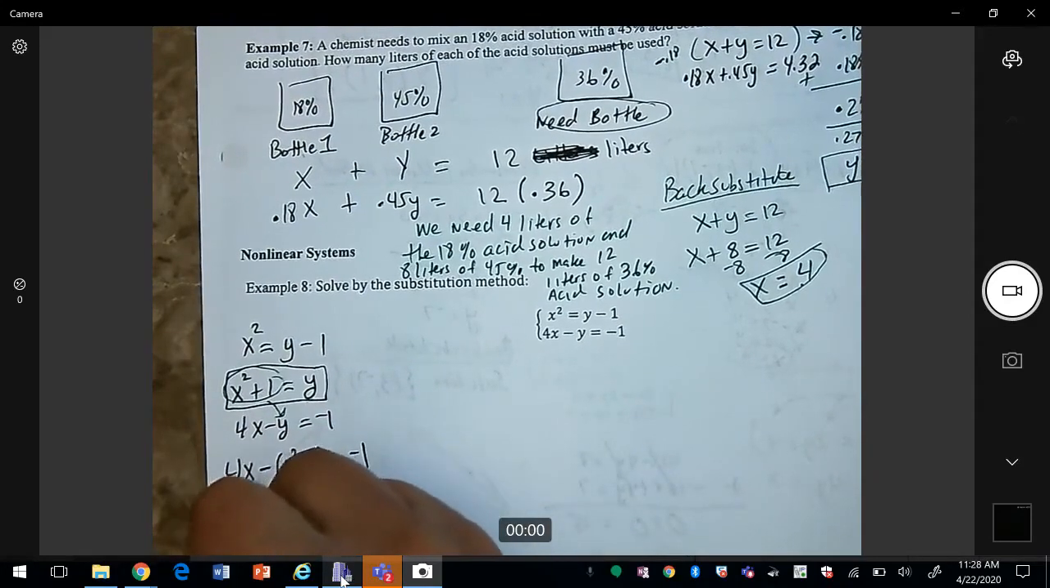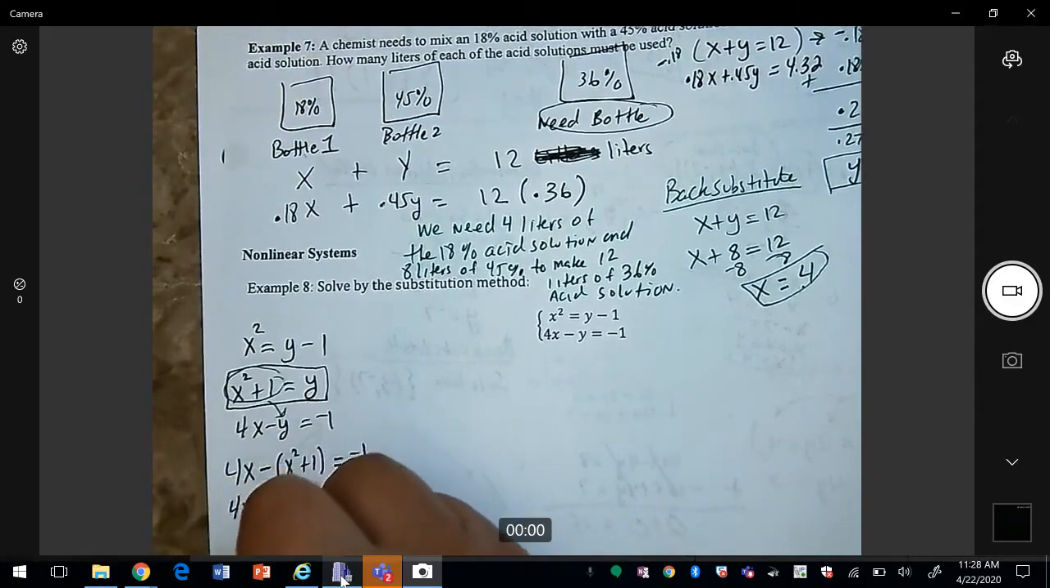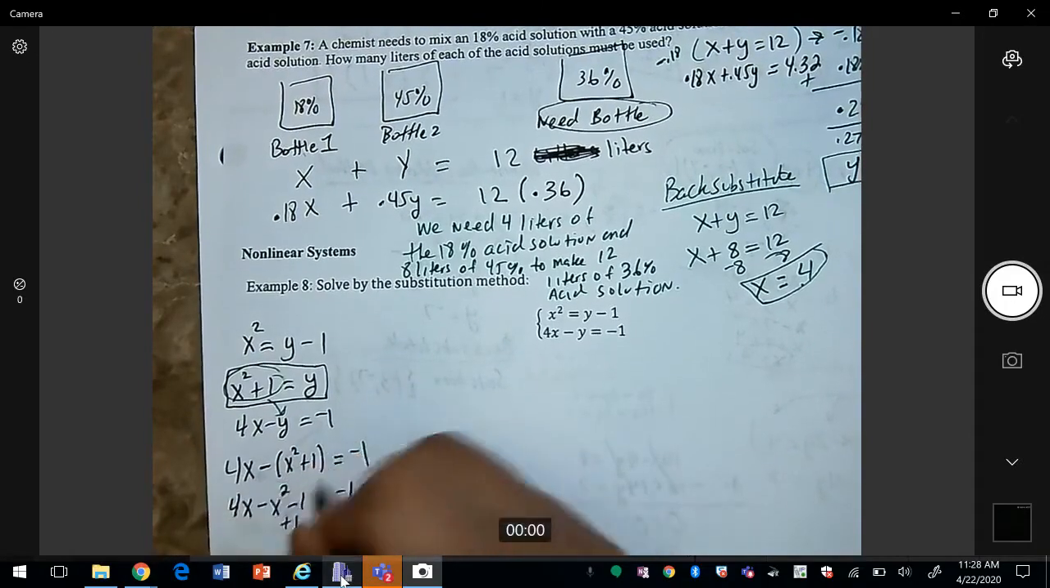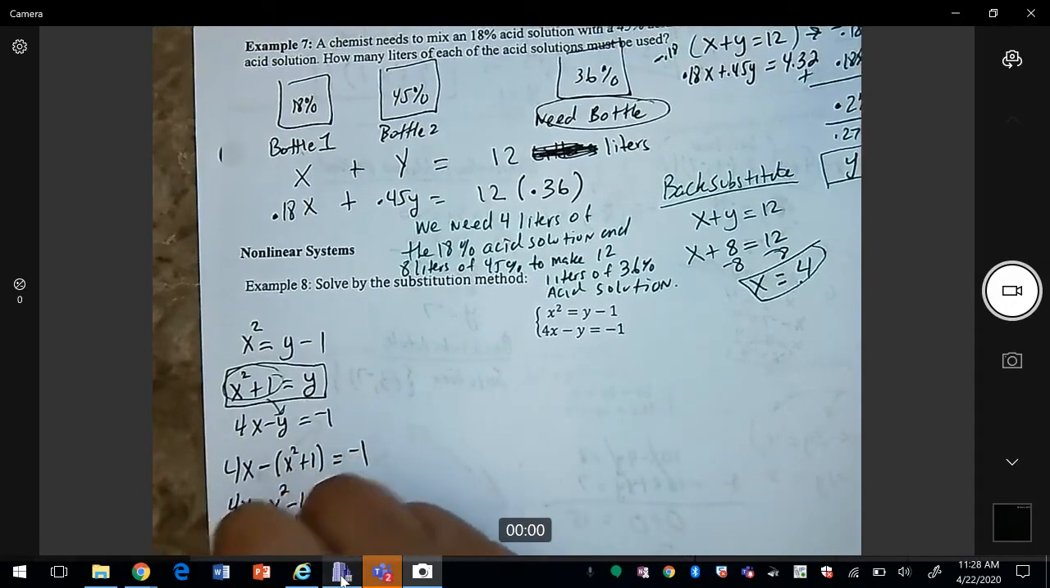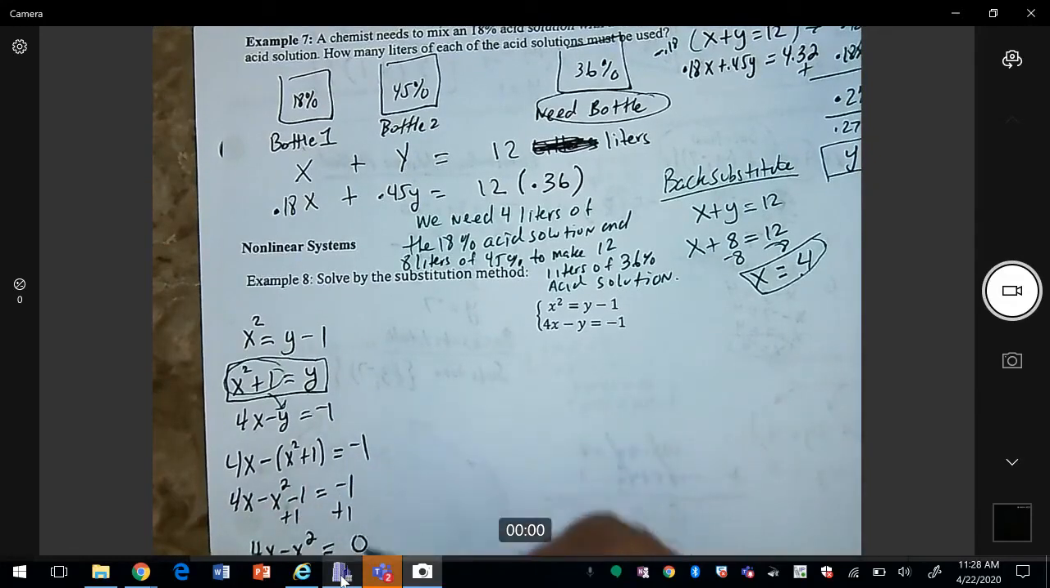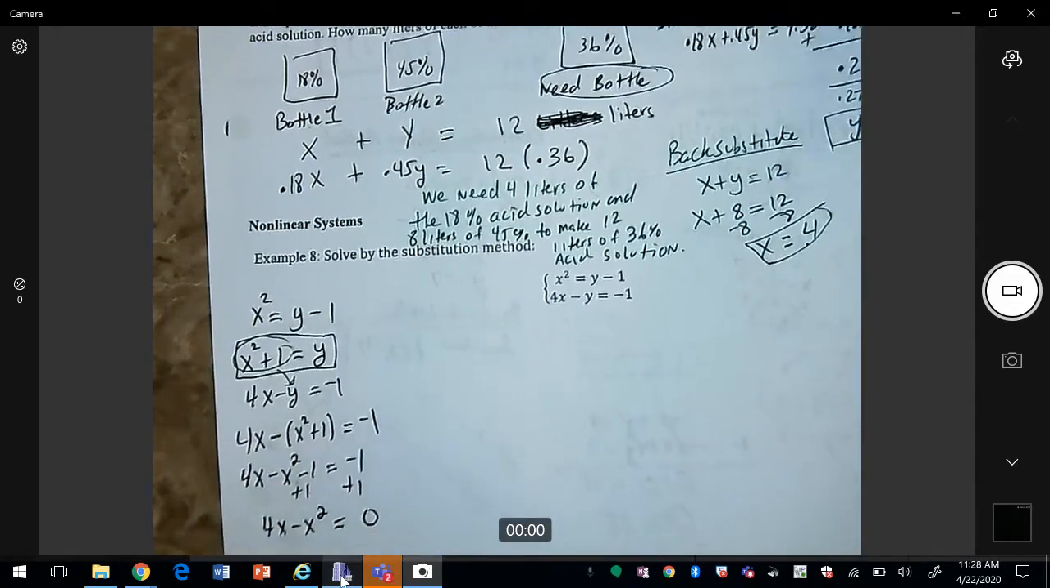If we simplify, we get 4x minus x squared minus 1 equals negative 1. Add 1 on both sides. Since this is quadratic, you want to have everything on the same side. Negative 1 plus 1 is 0. And so now here I can factor out an x.